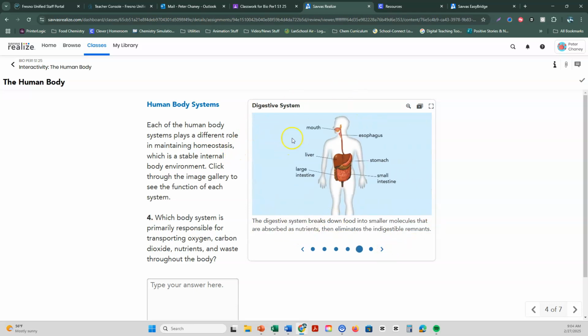Okay, digestive system, which is made up of the mouth, esophagus, stomach, liver, large intestine, and small intestine. The digestive system breaks down food into smaller molecules that are absorbed as nutrients, then eliminates the indigestible remnants.